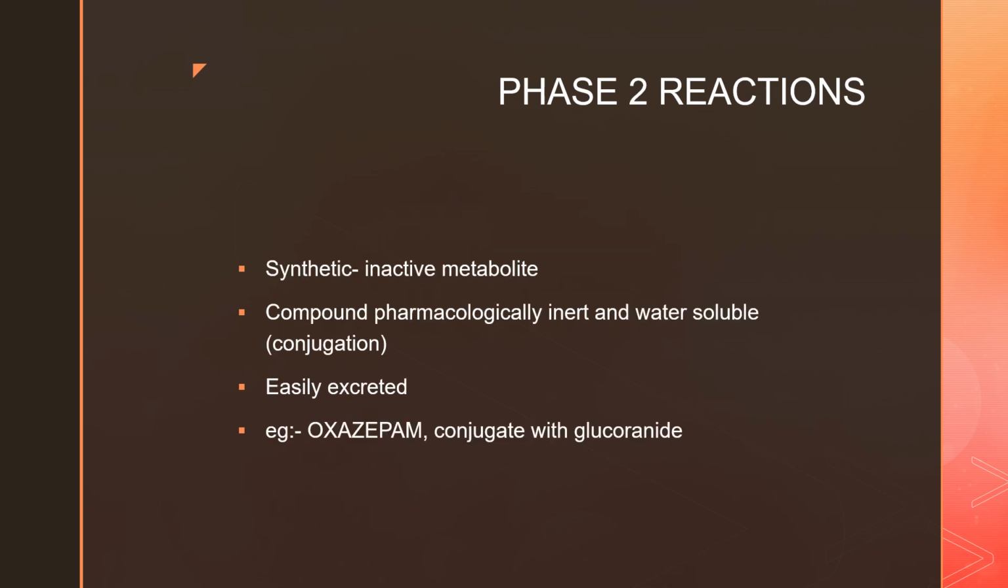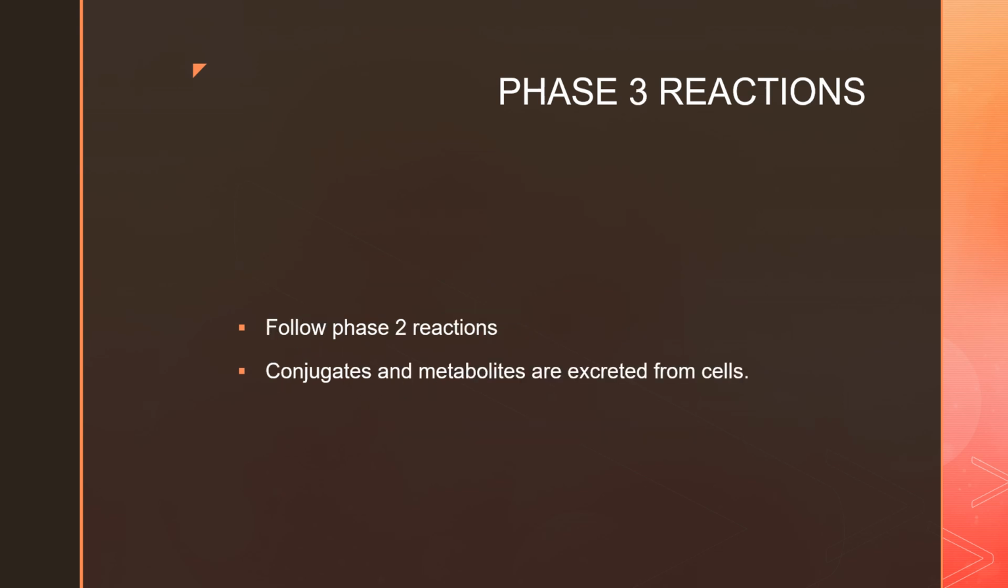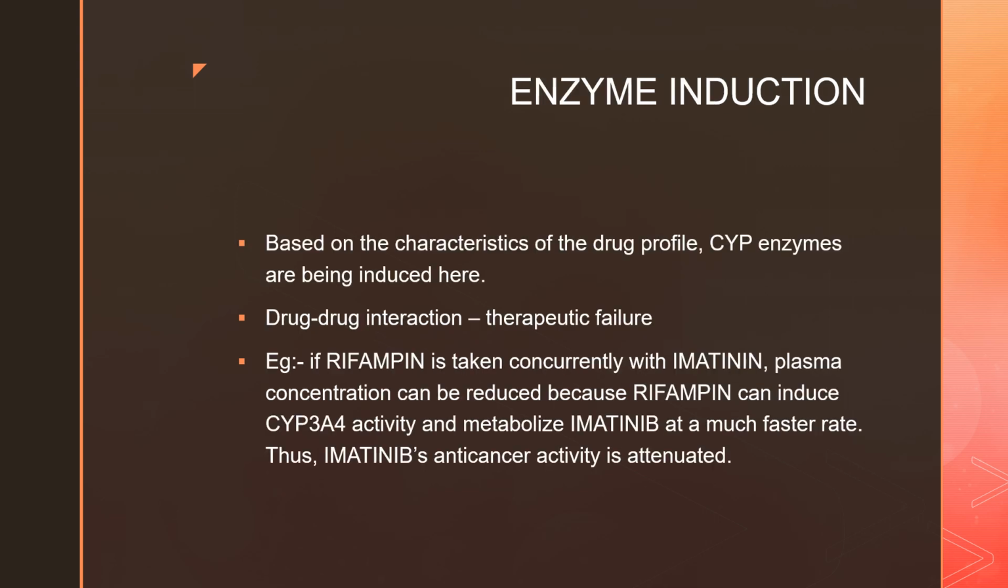When we go to the phase 2 reaction, this is a synthetic reaction. It involves inactive metabolites. Here the compounds undergo conjugation, which causes the compounds to become pharmacologically inert and water soluble, making them easily excretable from our body. In drugs such as oxazepam, it conjugates with glucuronate. When we have the phase 3 reactions, which follow the phase 2 reactions, the conjugated metabolites are excreted from the cells.